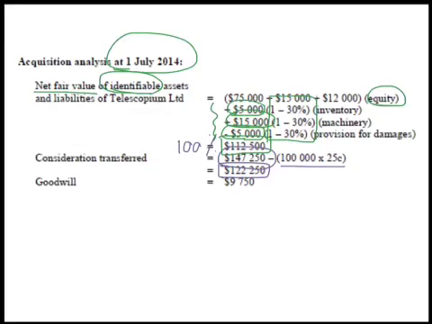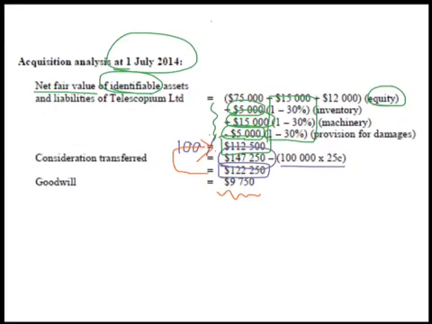So by comparing what we've paid for our investment to what we got, we can see that we've paid a premium, and therefore we will record goodwill from a group perspective. That goodwill is not recorded in the accounting records of the parent, but it's actually recorded in our statement of financial position for the group.